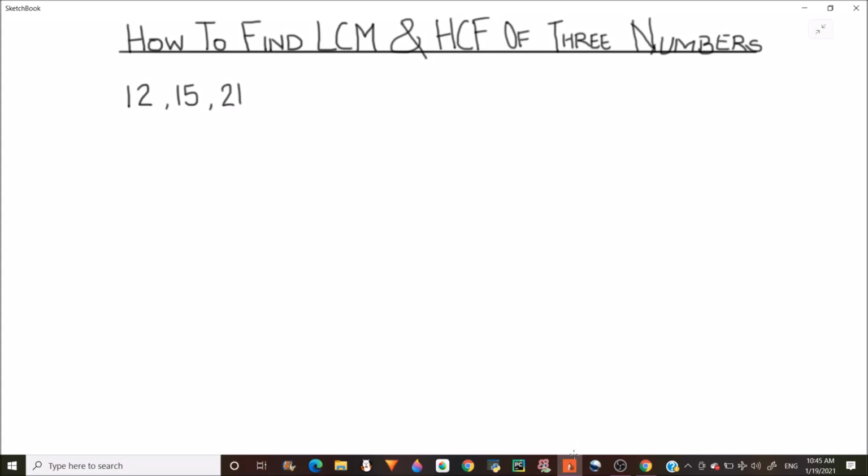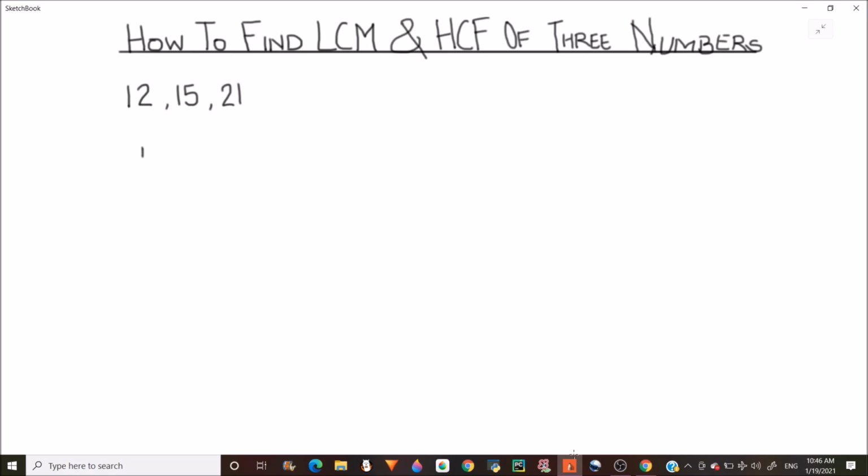Hello everyone, today in this video we are going to learn how to find the LCM and HCF of three numbers. Here I am taking three numbers as 12, 15 and 21. Here we are going to use the prime factorization method or the long division method to find the LCM or HCF of the three numbers.